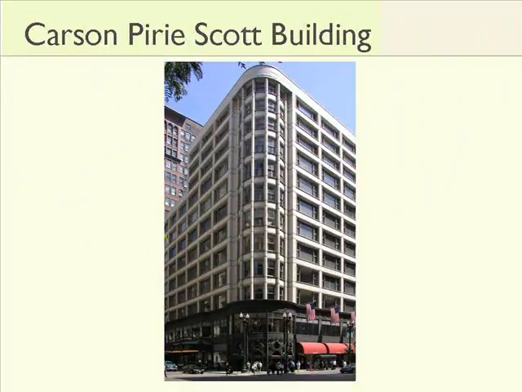The Carson Perry Scott building is, or was, one of the first examples of a modern skyscraper. The availability of steel and steel frame construction made it possible in the early 1900s to start going up with buildings instead of spreading out and using up more and more real estate.